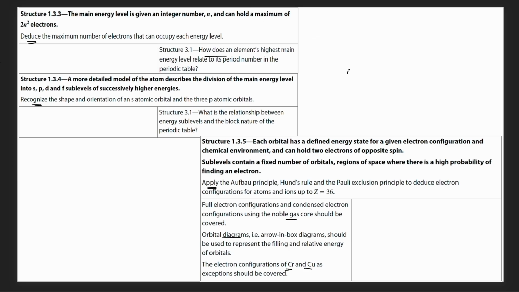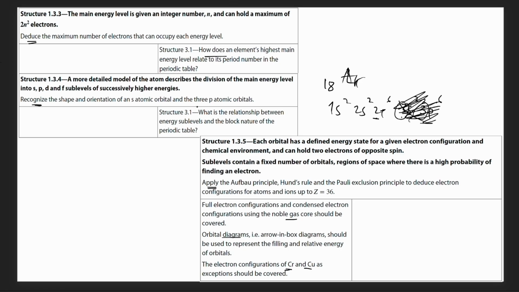For example, for Ar. So Ar with the number 18 is 1s2, 2s2, 2p6, 3s2, 3p6. Right, so here the highest sublevel is p, and the main energy level is 3. So it means they are in the third period. Okay, if it only stops until here, for example, not here, so it shows 2, it means they are in the second period.